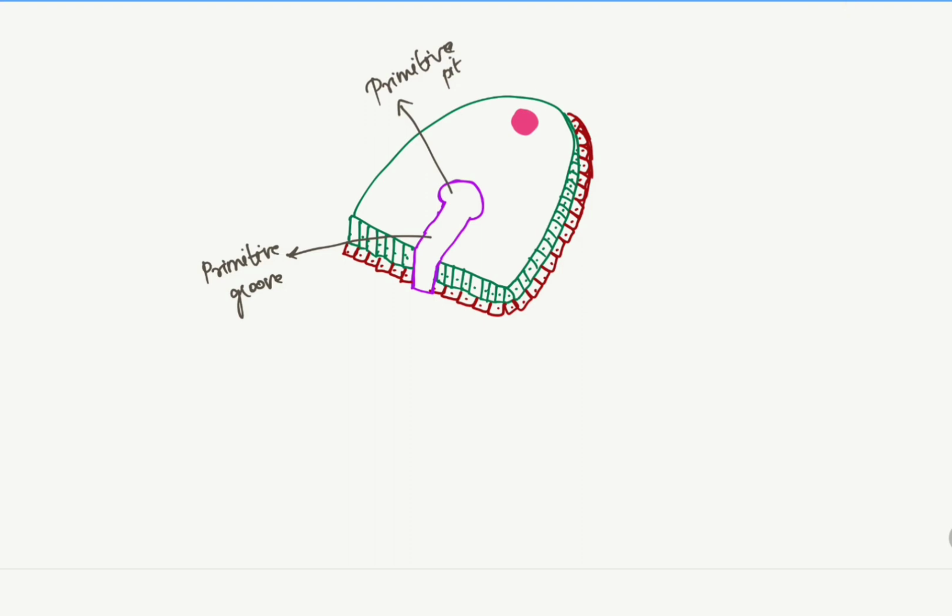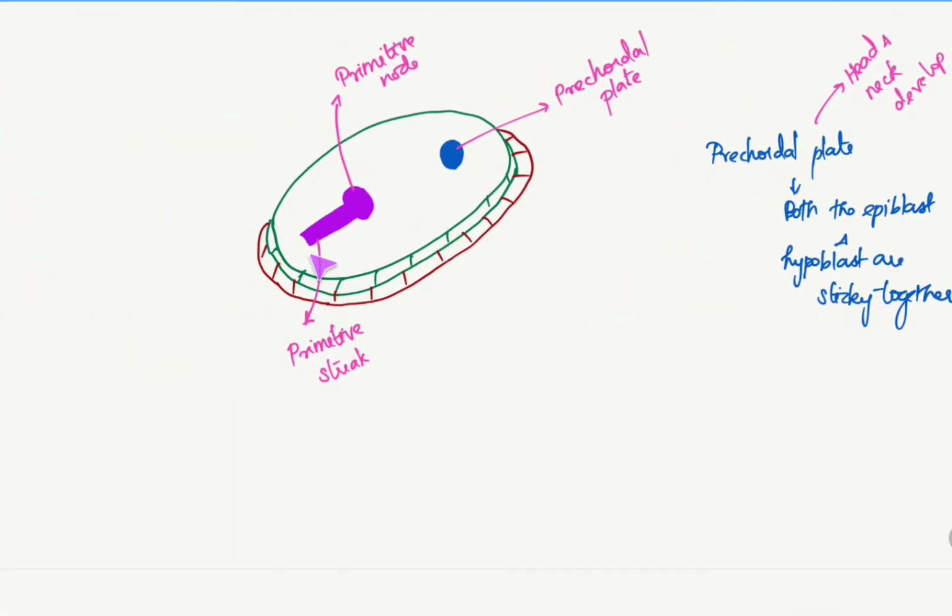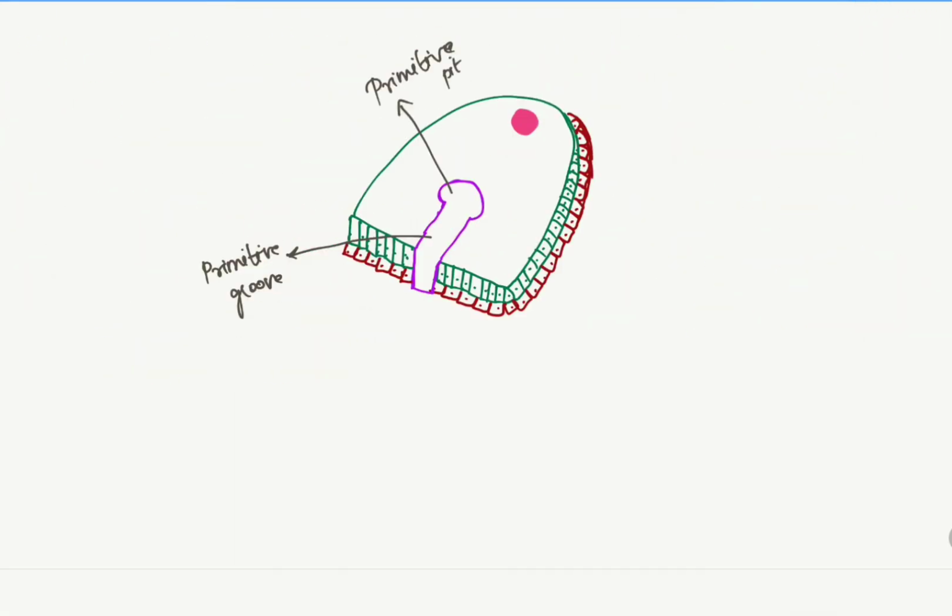By this time, I hope everybody knows that this is the cephalic end of the growing baby and this is the caudal end of the growing baby. So this is the epiblast cell layer, right? Here it will be full of cells. For my convenience, I'm scribbling like this.